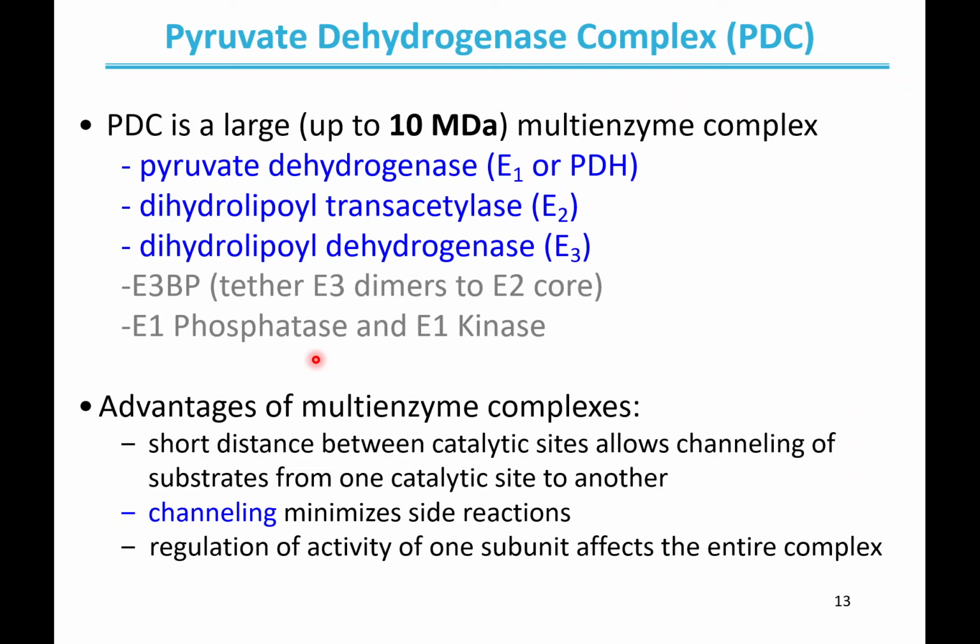Okay, what are the advantages of having multi-enzyme complexes? Well, when enzymes that need to perform a function are very close together in a complex, there's a very short distance between their catalytic sites, so it allows a very fast movement of substrates from one site to another. It also minimizes side reactions. So if these are very far apart and the substrates have to come off of one enzyme and find the other enzyme, the potential for side reactions would increase greatly. And then finally, the regulation of one subunit can affect the entire complex, which we'll see is utilized in the PDC.